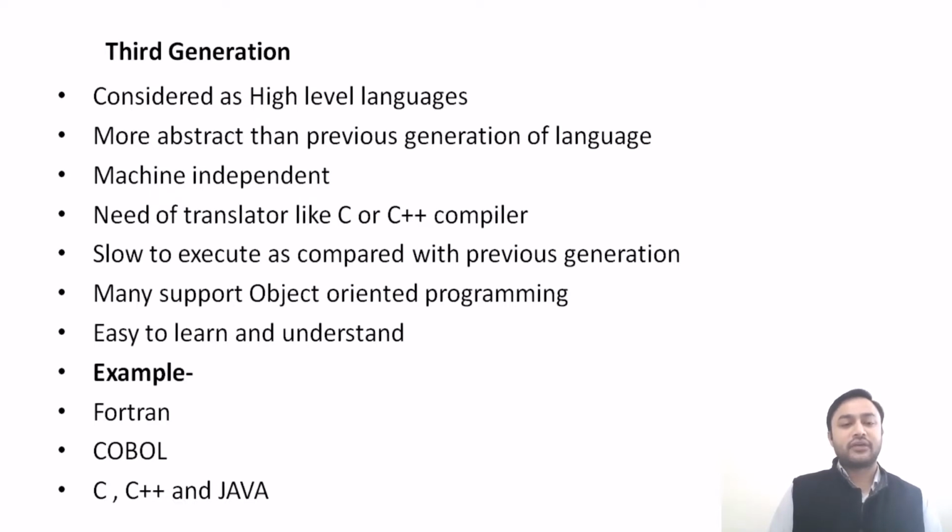The third generation language supports object oriented programming, like C++, Java. These are object oriented programming, which we will discuss in detail in the C++ program. The third generation language is easy to learn and easy to understand as compared to the previous two generation languages. For example, in the third generation there are many programming languages like Fortran, COBOL, C, C++, Java. So these are considered high level languages.